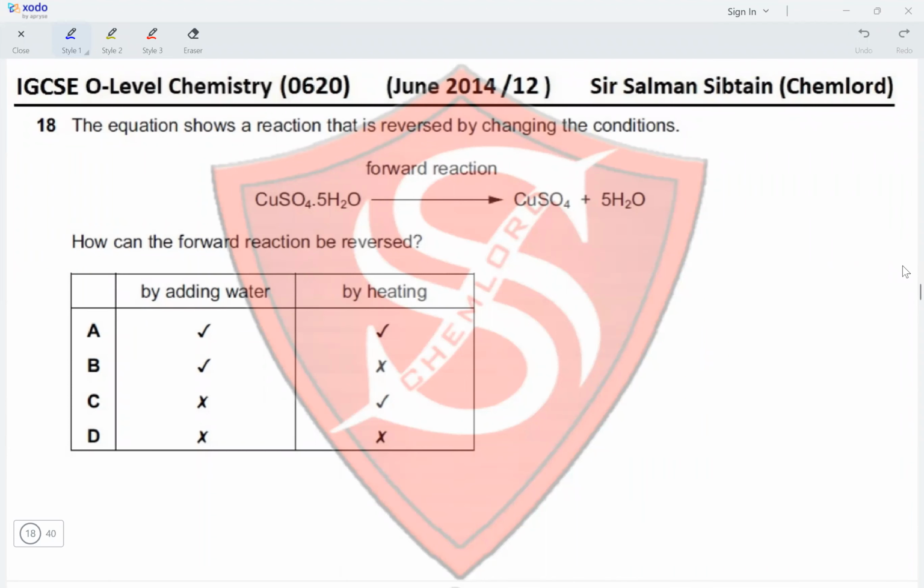Question 18. The equation shows a reaction that is reversed by changing the conditions. Okay, so we've got hydrated copper sulfate forming anhydrous copper sulfate and giving off steam. And in the backward reaction, we would have water being added to copper sulfate to form hydrated copper sulfate. How can the forward reaction be reversed? By adding water? Yes. So this eliminates options C and D. And by heating? No. This eliminates option A and makes option B the correct option for this question.